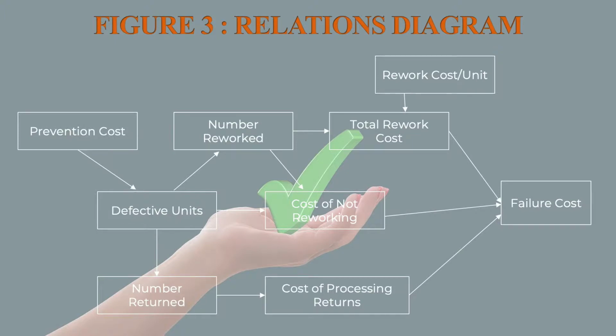Preventive costs, then defective units, then number of rework, then comes the cost of not rework. So if we have not done any rework, how much does it cost, and it goes to failure cost. So this is the relationship of rework costs with failure costs.